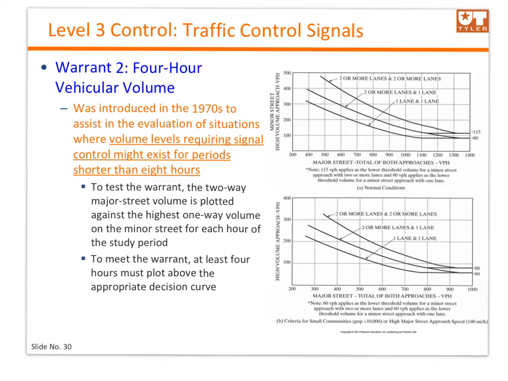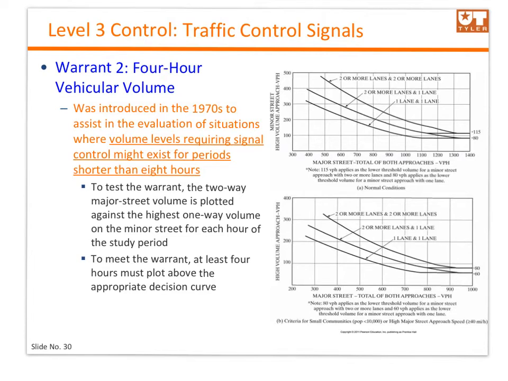For example, the very lower line here represents 1 lane for the major, 1 lane for the minor. The second line is 2 lanes or more for the major, 1 lane for the minor, and the highest line would be 2 or more lanes in the major, 2 or more lanes in the minor. I would need to plot all the 12 points collected from the engineering study, and if I have 4 points out of those 12 above the appropriate decision curve, then that means I am meeting this warrant.